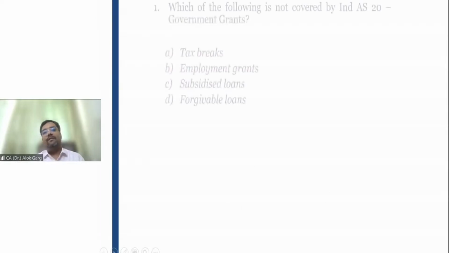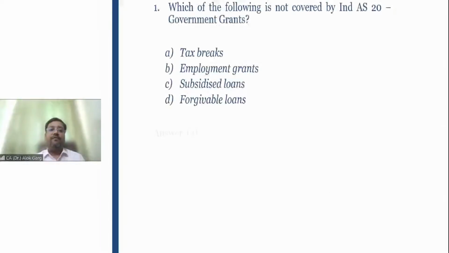Now I'll quickly discuss some multiple choice questions. Which of the following is not covered by Ind AS 20 government grant? Tax break, employment grant, subsidized loan, forgivable loan. Which is not covered in Ind AS 20? Employment grant is covered, subsidized loan is covered, forgivable loan is covered. So what is the right answer? A is the right answer, right?